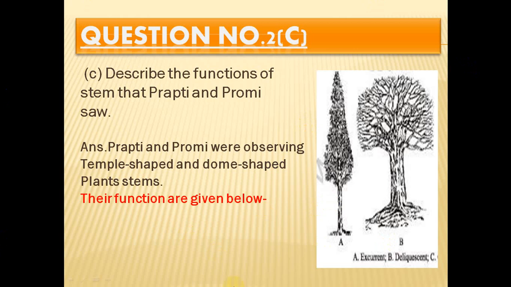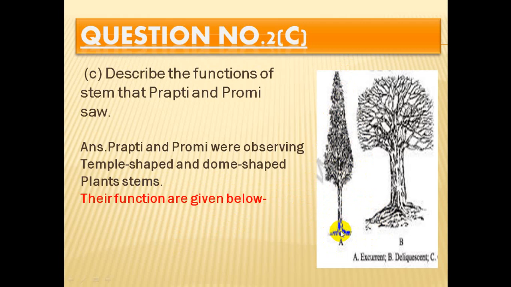So question answer number C. Describe the functions of a stem that Papri and Promi saw. So Papri and Promi were observing temple-shaped and dome-shaped plant stems. Their functions are given below. Before starting this question, we will see what Papri and Promi have seen in the botanical garden. So this is question number C.